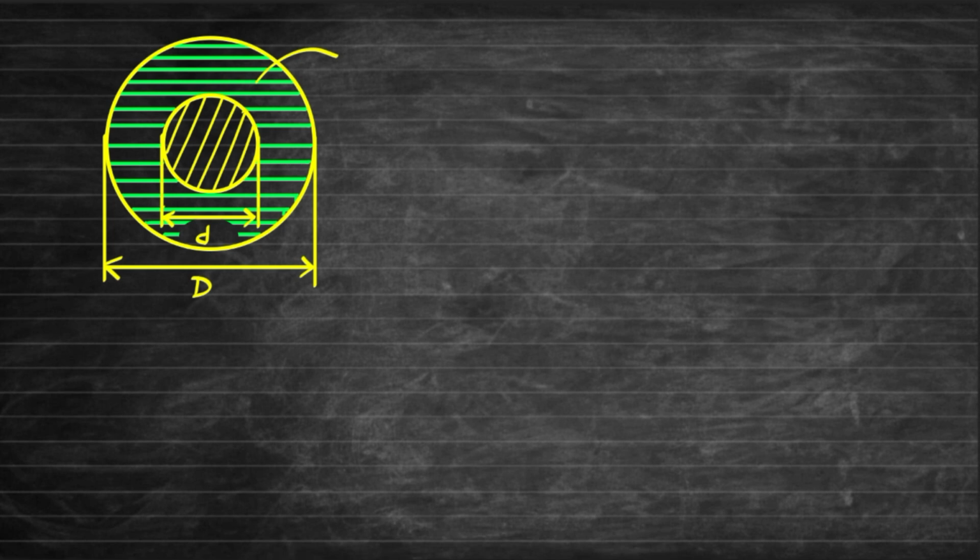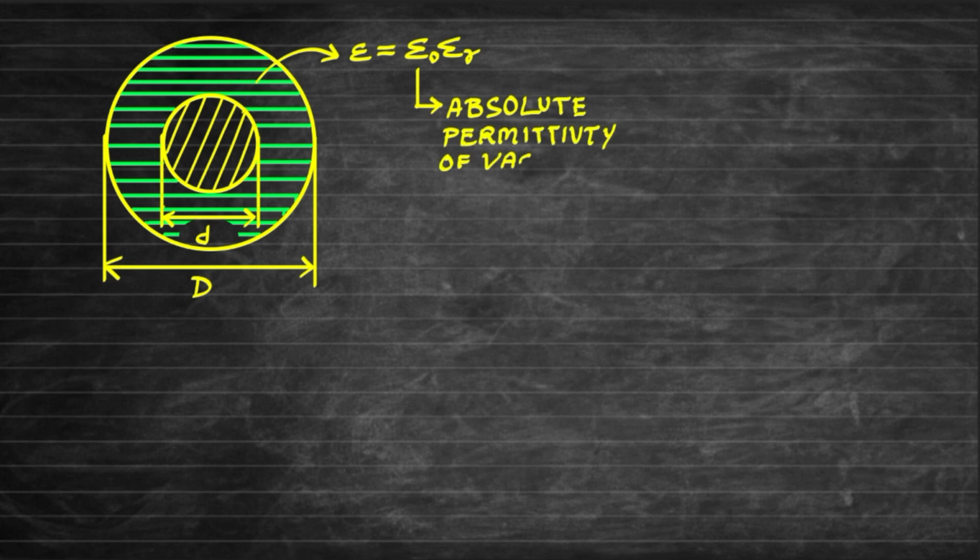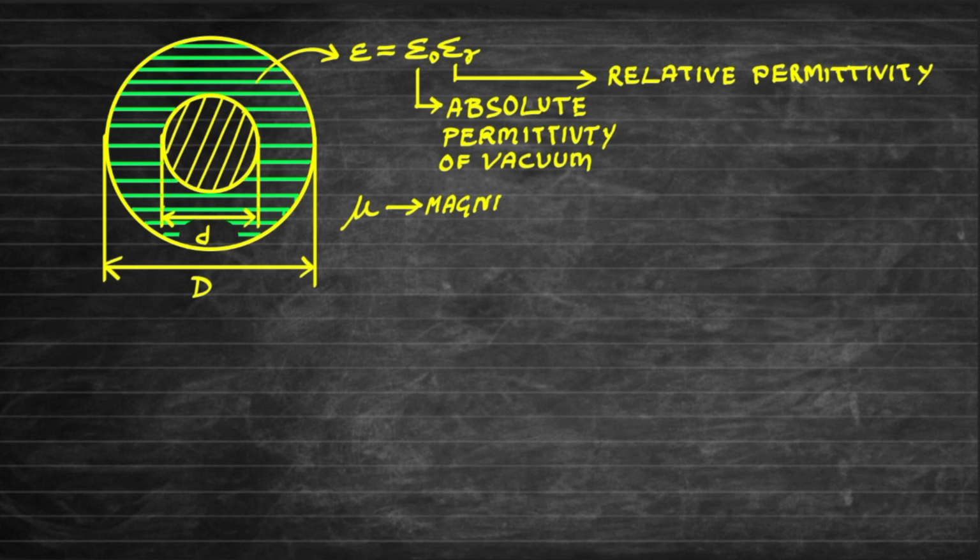The dielectric permittivity of this insulation system is denoted by epsilon. This epsilon is the product of epsilon naught and epsilon r. Here, epsilon naught is the absolute permittivity of vacuum, which is also approximately equal to the permittivity of air, and epsilon r is the relative permittivity of the dielectric medium placed between the conductors. Similarly, the magnetic permeability of the medium is denoted by mu.